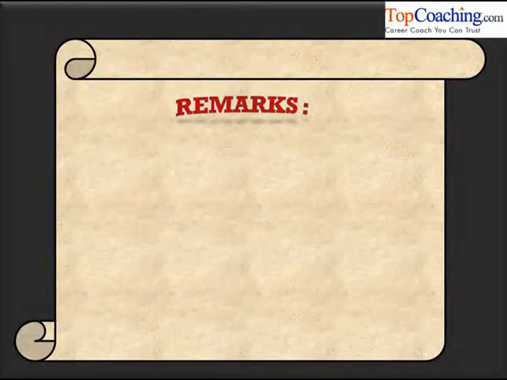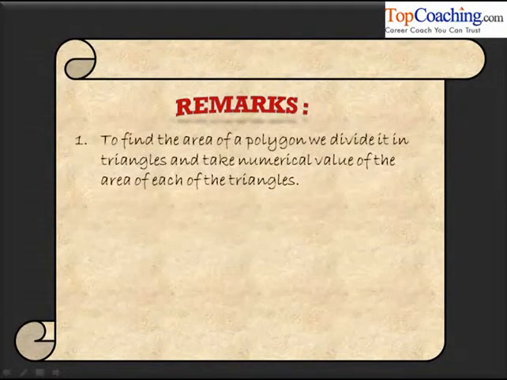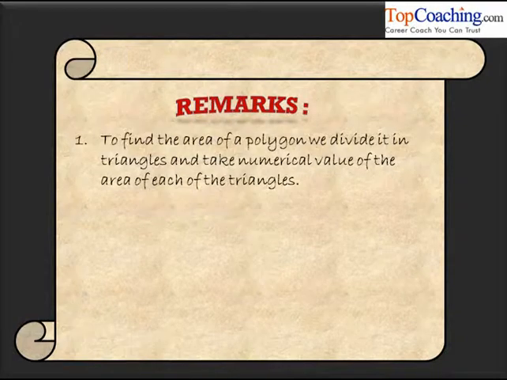Now there are certain important points we need to remember. The first is, to find the area of a polygon, we divide it into triangles and take the numerical value of the area of each of these triangles. If we are to find the area of any polygon and we have been given the coordinates of its vertices, how do we find the area? We divide the polygon into a number of triangles, individually find the area of each triangle, and add them together.